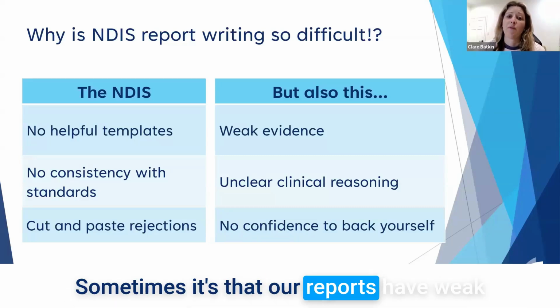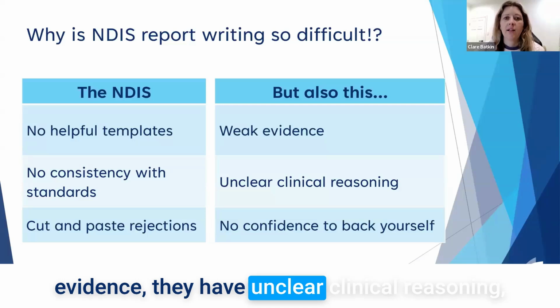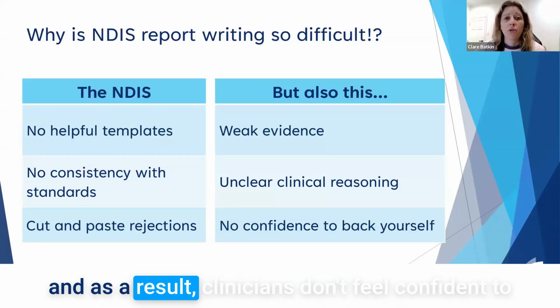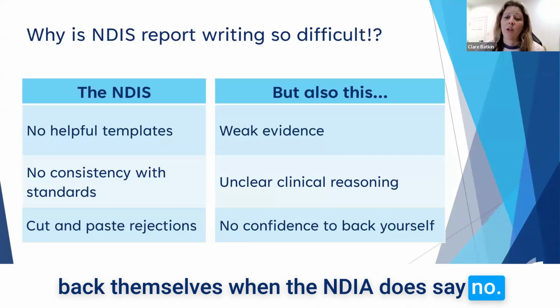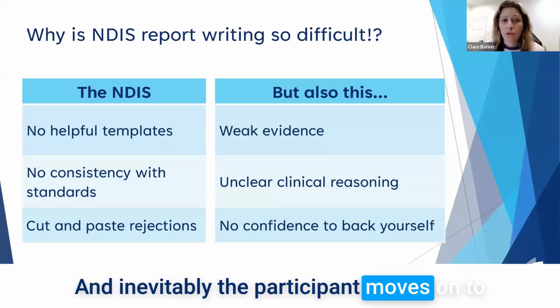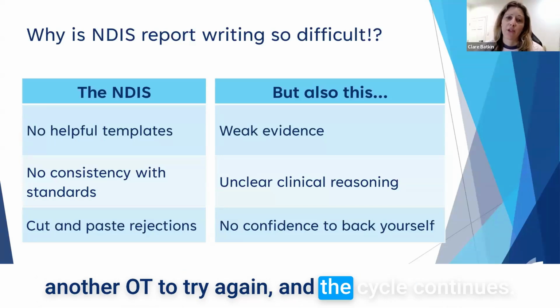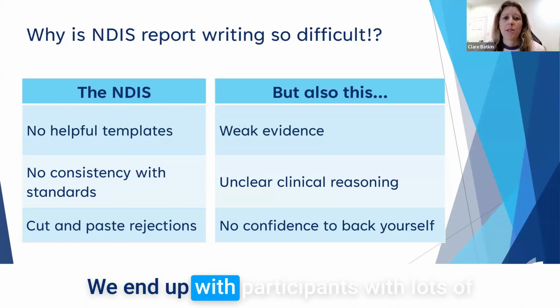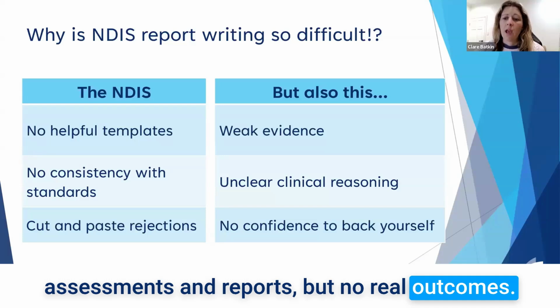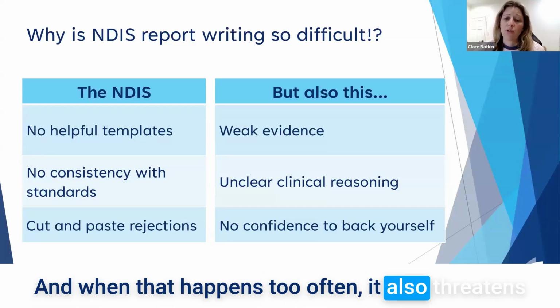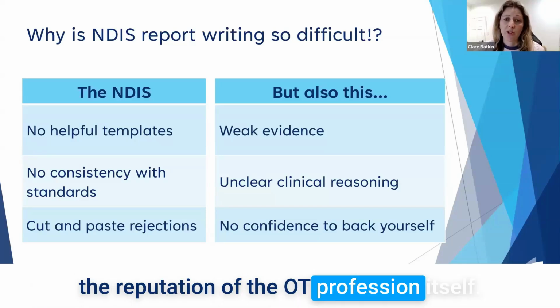Sometimes our reports have weak evidence and unclear clinical reasoning, and as a result, clinicians don't feel confident to back themselves when the NDIA says no. Inevitably the participant moves on to another OT to try again, and the cycle continues. We end up with participants with lots of assessments and reports, but no real outcomes. And when that happens too often, it also threatens the reputation of the OT profession itself.